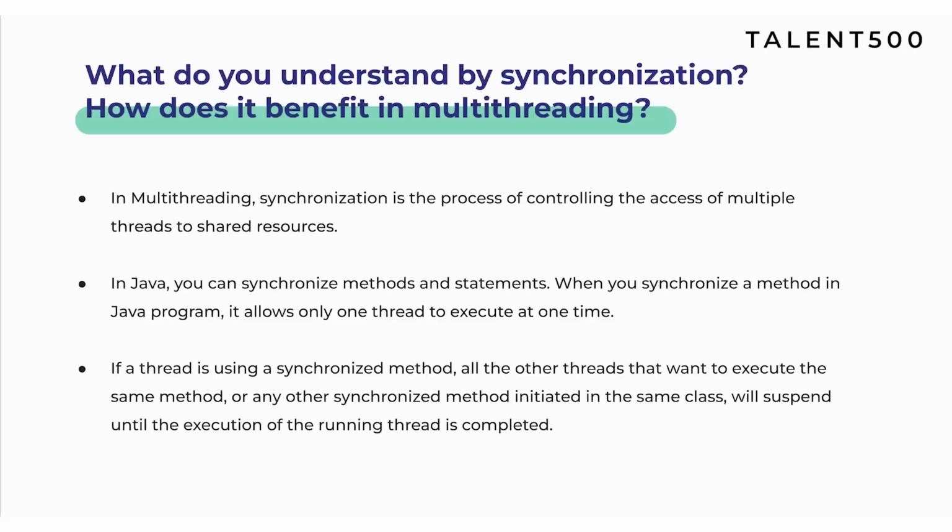For example, you don't want multiple threads to execute that piece of code at one time. You just want one thread to execute that piece of code. This is where synchronization comes in. Synchronization helps you to control access of multiple threads to shared resources. In Java, you can synchronize methods or statements, and when you synchronize a method, only a single thread can run it or execute it at one time.